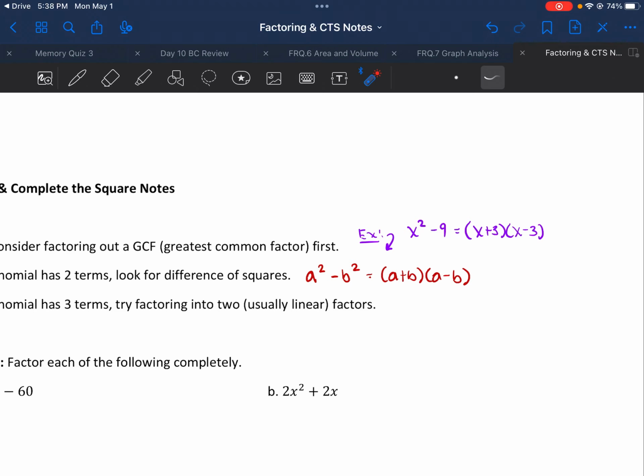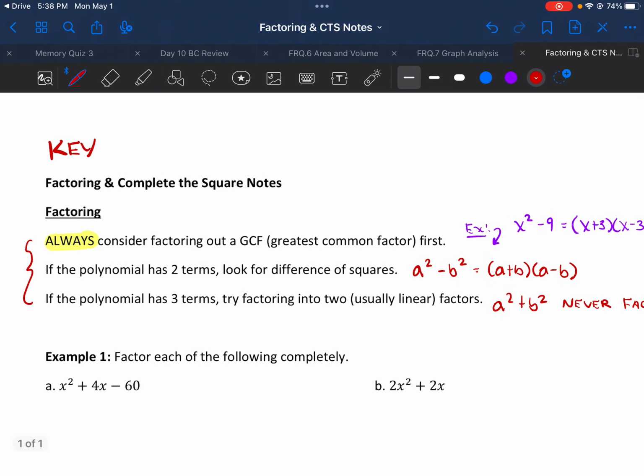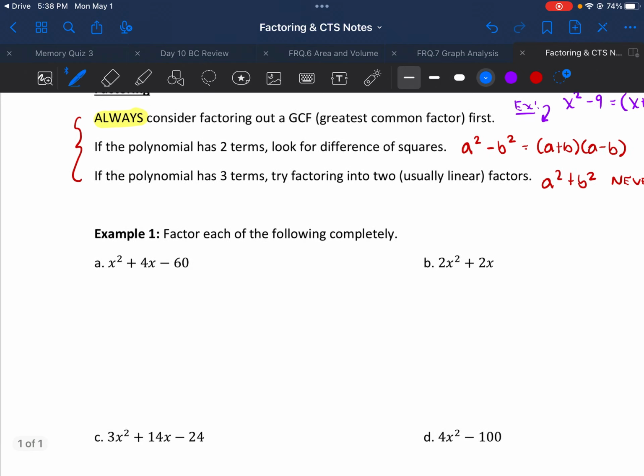The sum of squares, which is a squared plus b squared, never factors. Sum of squares never factors, difference of squares always factors. Very important to keep in mind. All right. Finally, if the polynomial has three terms, try factoring it into two terms, usually linear factors. Okay, so let's try some out here.